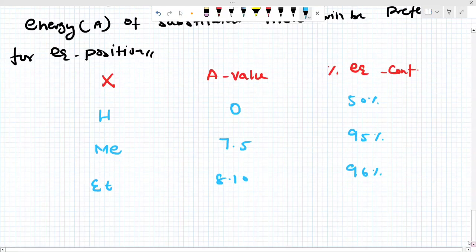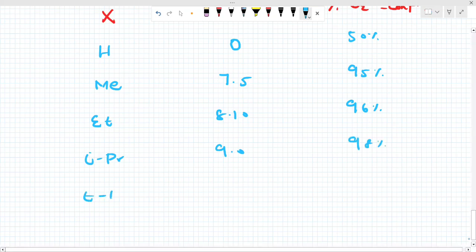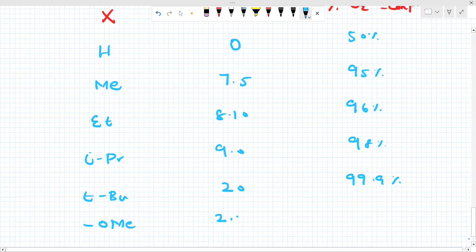Next group: isopropyl, very important. What is the A value? 9.0. What is the percentage? 98%. Then tertiary butyl: the A value is 20, and the percentage is 99.9%. Now the OMe group, please understand: the A value is 2.51, that is 73%.